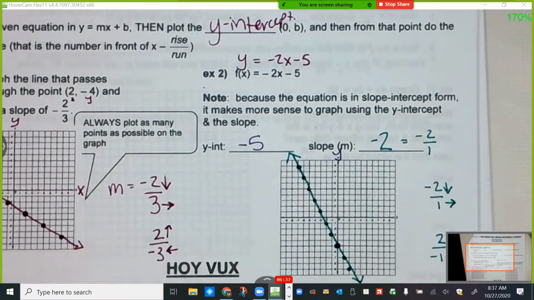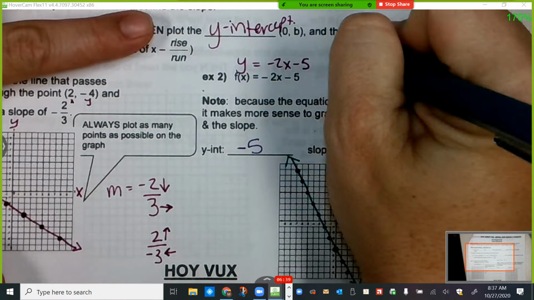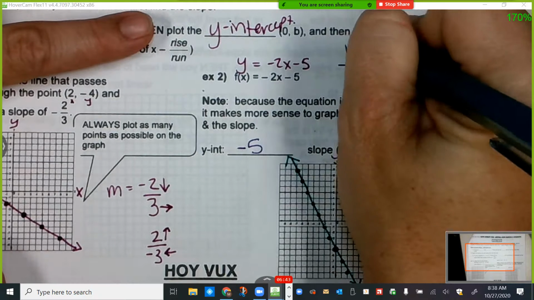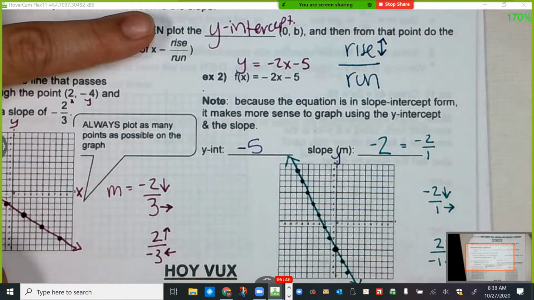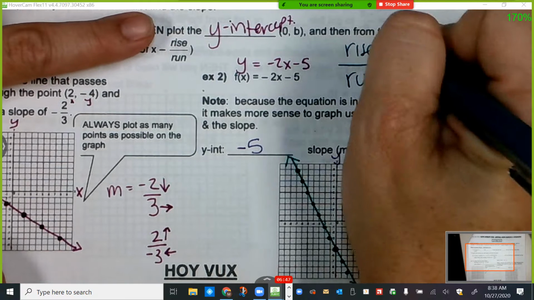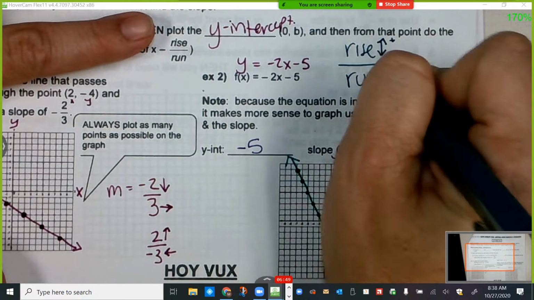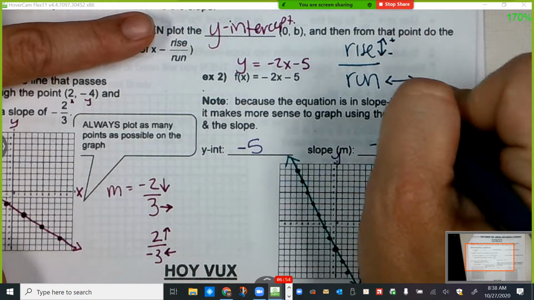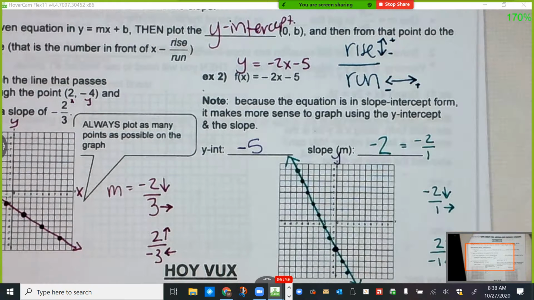First off, I want you to know that rise over run is your slope. And the top, I know it says rise, but it can go up or down. Up if positive, down if negative. And run is side to side, and it also can go left or right. Right is positive, left is negative. So that's just something good to remember.